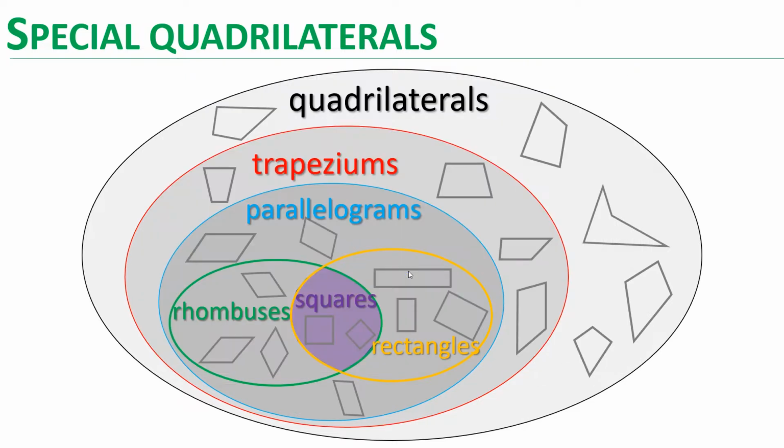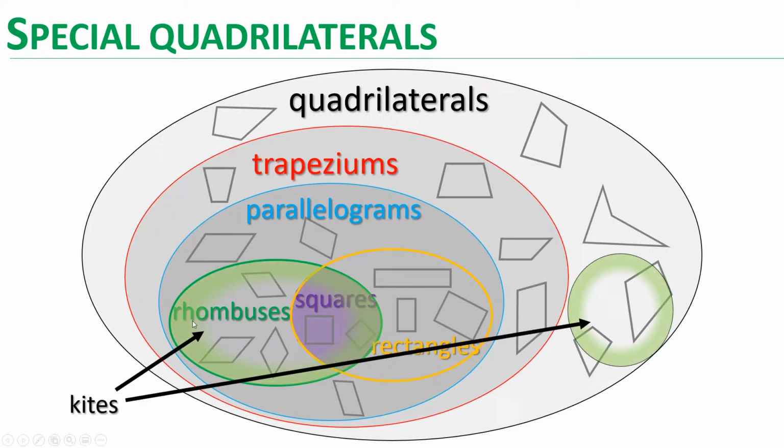So kites are basically spread out over here. They are either among these not very special quadrilaterals, but as soon as we try to turn them into trapeziums, then they become part of this group of very special quadrilaterals named rhombuses.